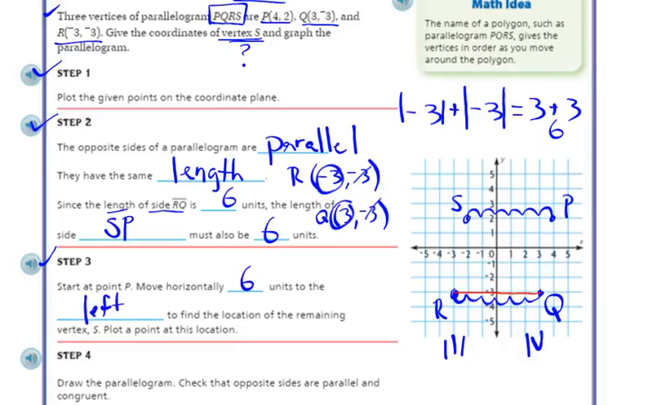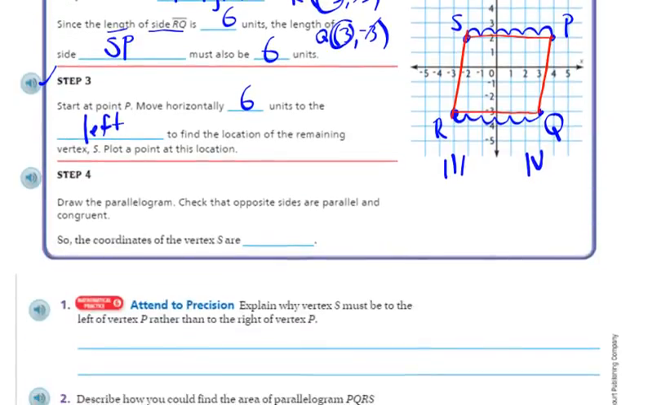So we started at point P and moved horizontally 6 units to the left, just restating what I did, to find the location of the remaining vertex S. We plotted that point with an S. Now I'm going to play connect the dots and form that parallelogram in red. All right, so we drew the parallelogram, opposite sides were parallel and congruent. So that means the coordinates of vertex S are, let's count back to the left, -2, +2.